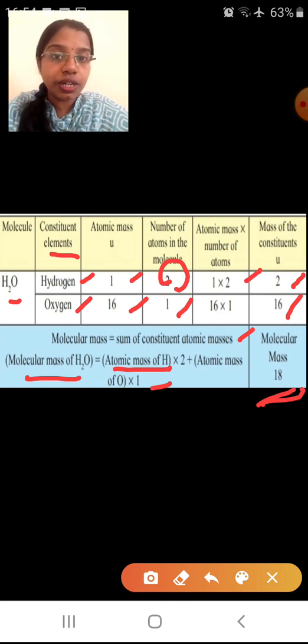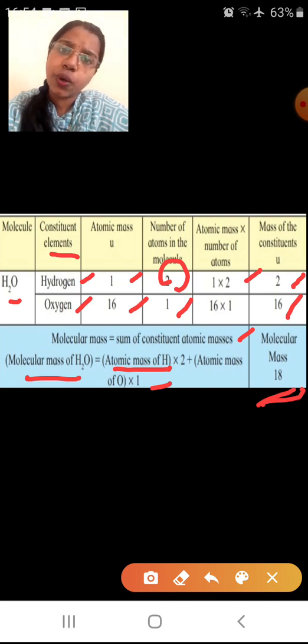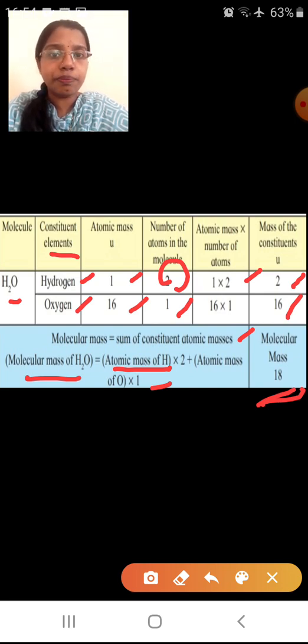Okay, did you understand? First we need the constituent elements, then we need the atomic mass of those elements, then how many atoms are present in that particular molecule. Then we multiply atomic mass by the number of atoms. Whatever answer we get for each individually, we add them, and that is our molecular mass. I'll show you in the next presentation how to calculate.